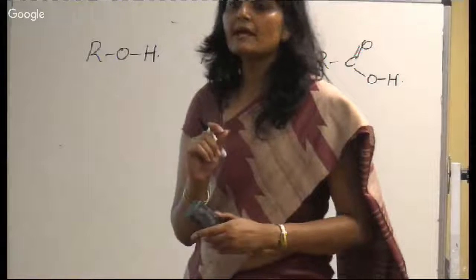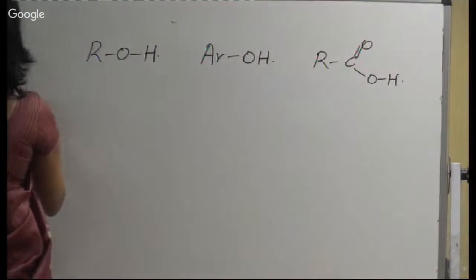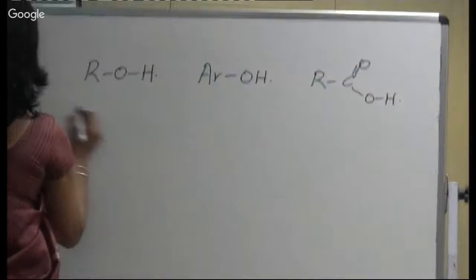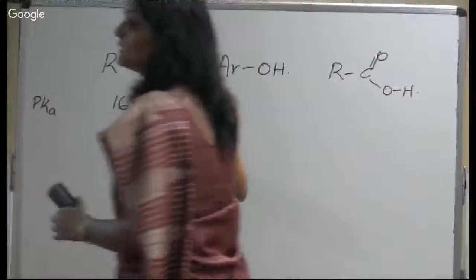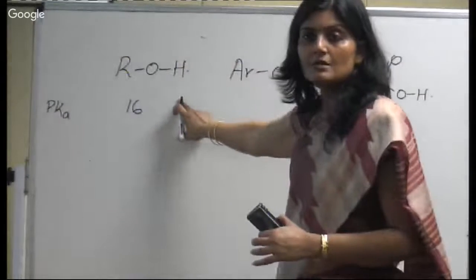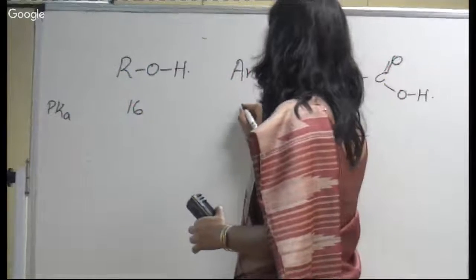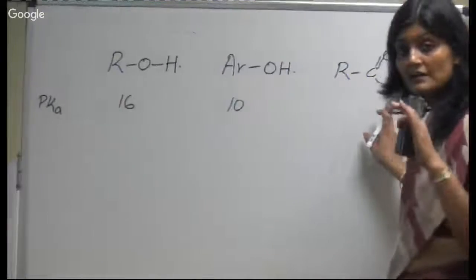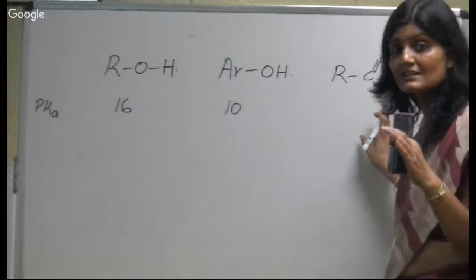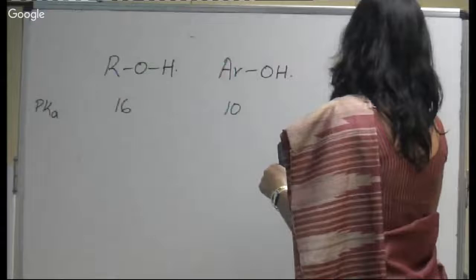If you look at their pKa values, the pKa value for alcohol is about 16. For phenol, it is about 10. Whereas under normal conditions for carboxylic acids, the pKa value lies between 4 and 5.